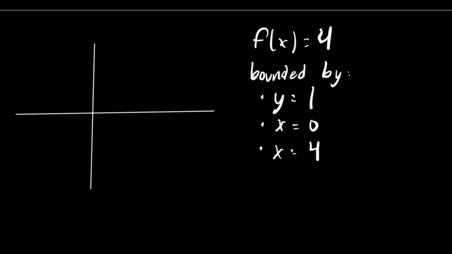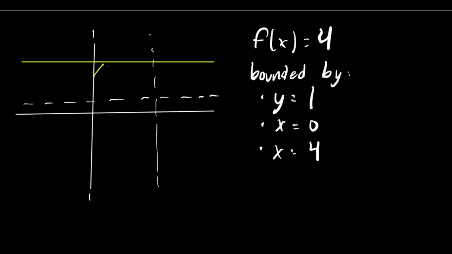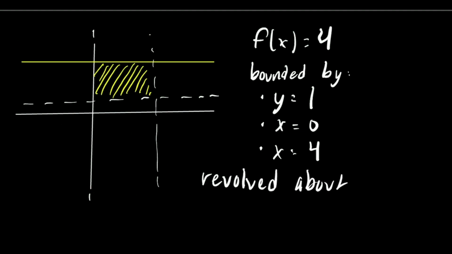So let's draw this out. We have f of x equals 4, which is just a straight line. Nice and simple. Bounded by y equals 1. Okay, so that's a line right there. We've got x equals 0, which is just the y-axis, and x equals 4, so right about there. So it's this shape. And we're revolving it about the x-axis.